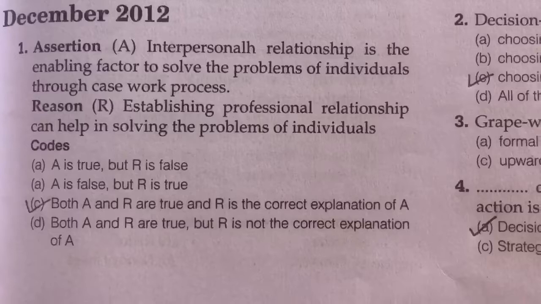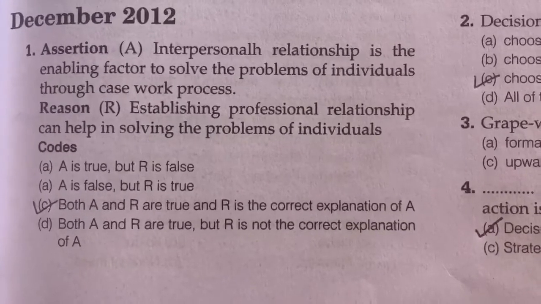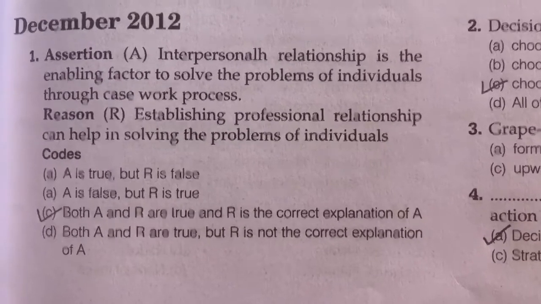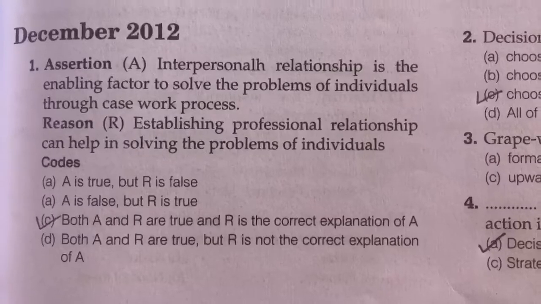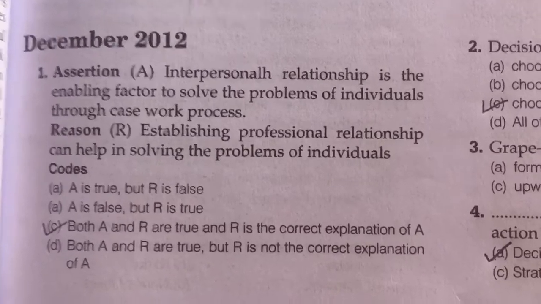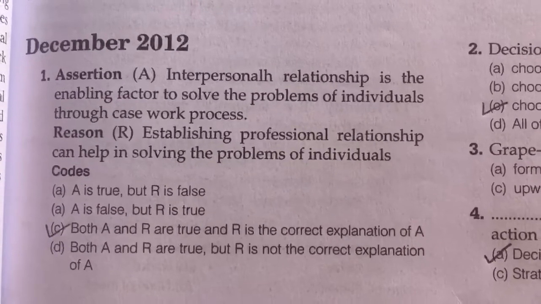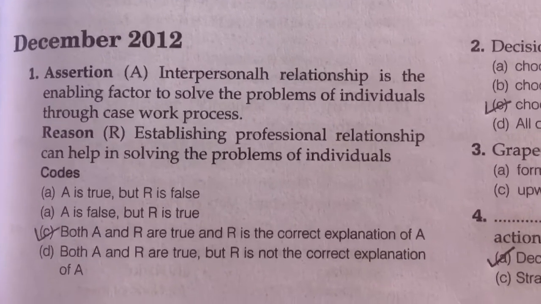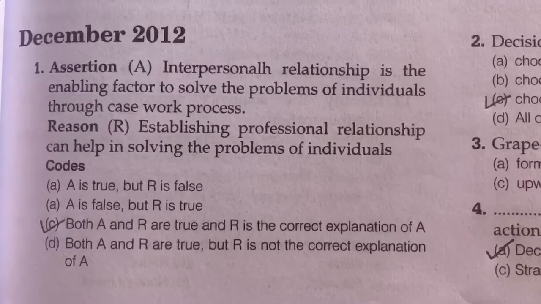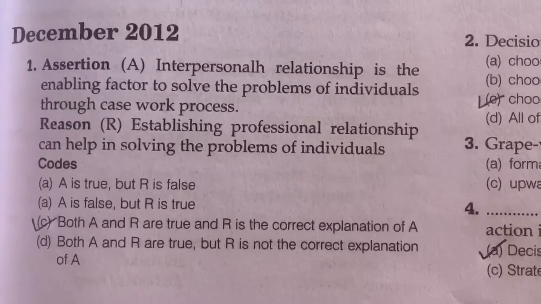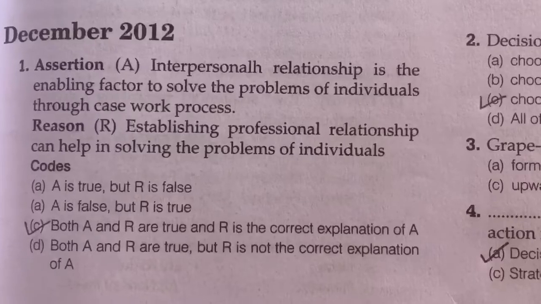So the assertion is true, and the reason given here is that establishing professional relationship can help in solving the problem of individuals. Exactly what the purpose of the whole caseworker client relationship is, that once this relationship is built, it is quite easy to solve the problems of that particular individual. So the reason which is given here for the assertion is true and is the correct explanation. So the correct option will be C. Both A and R are true and R is the correct explanation of A.